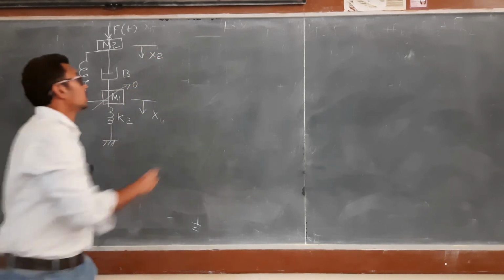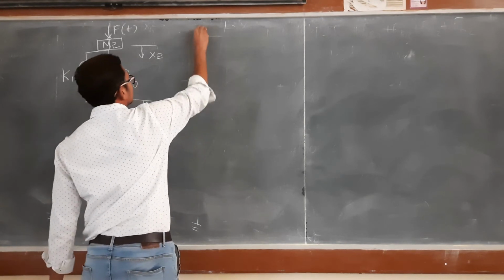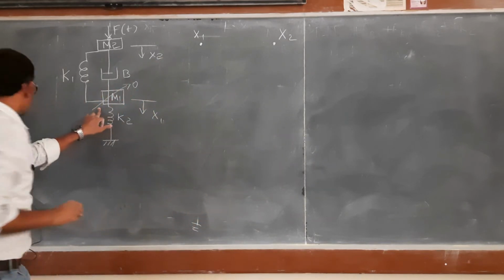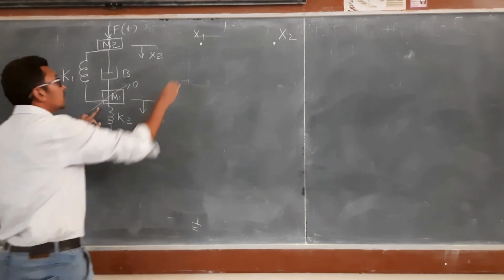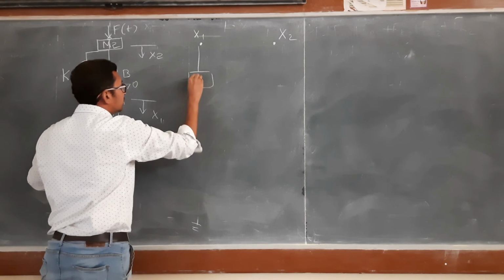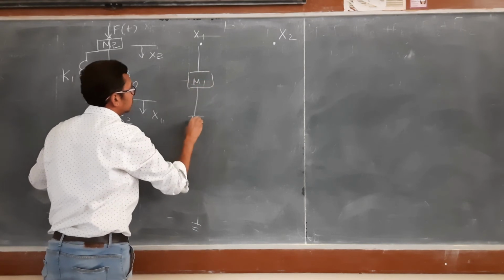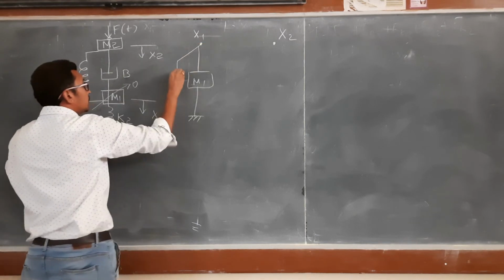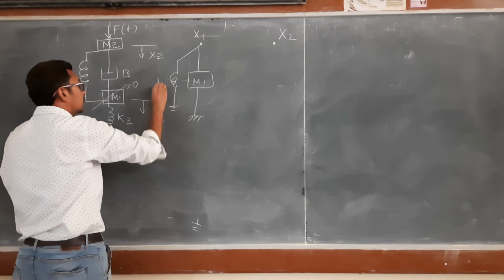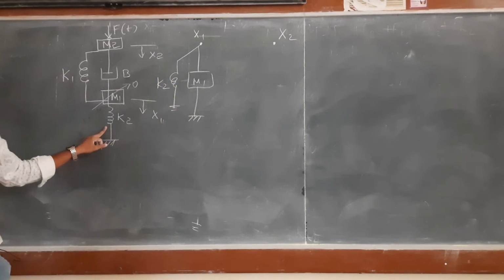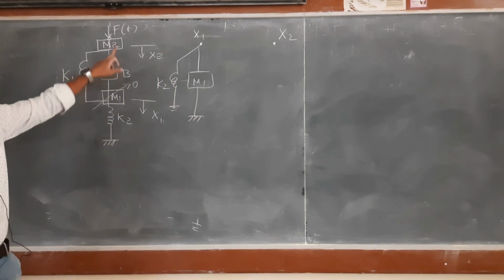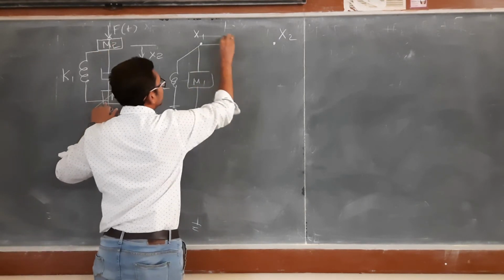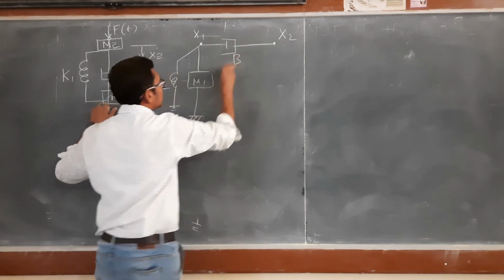Okay, so now write the mechanical network. So this is x1 and x2. What are the things attached to node number 1? We have a mass M1, and we have a spring K2. Next, what else do we have? We have a damper B between node number 1 and node number 2.